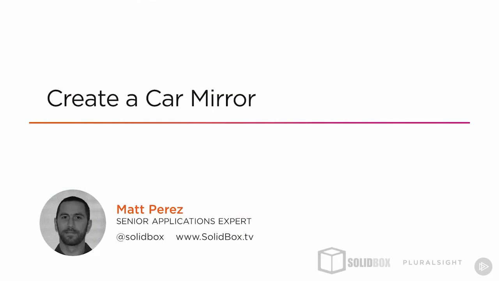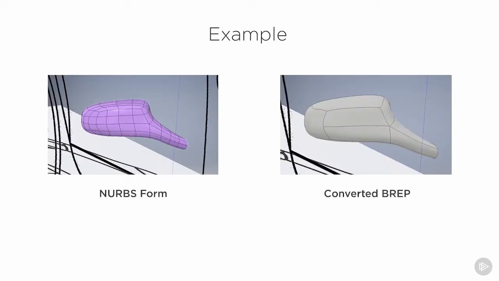Now that we got some of the basics out of the way, let's get on to the fun stuff and actually create something. Now we're going to create a car mirror. There is an example file that's provided for you guys called car mirror. This is the one that you see here in the image.